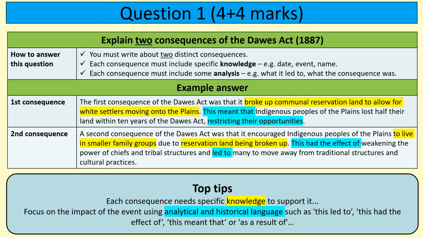Okay, so we're going to look at an example answer for question 1, which is a 4+4 marks question. So in this example, we're going to look at the Dawes Act in 1887 toward the end of the course. So explain two consequences of the Dawes Act 1887.